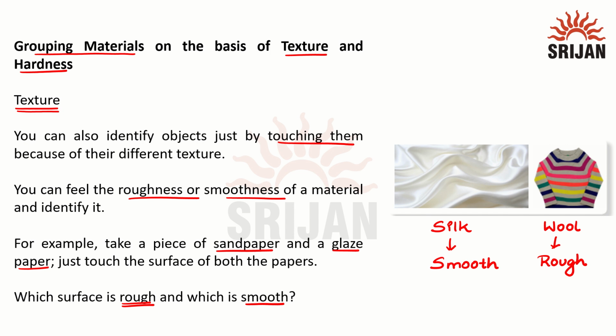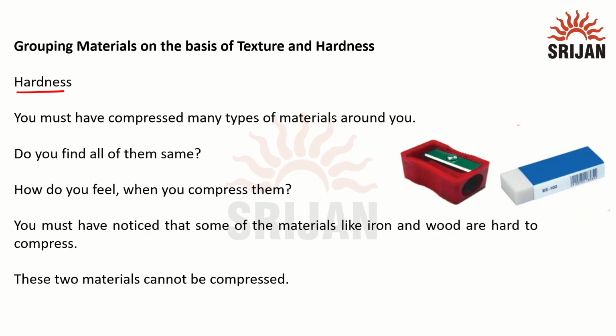Now if we see the second characteristic, that is the hardness. Now we have taken again two examples. One is the sharpener. The other one is your eraser. Both of them are solid. When you touch them, you might feel soft or hard based on the texture. If I take the sharpener, it can have glossiness and smoothness, but the hardness level differs.